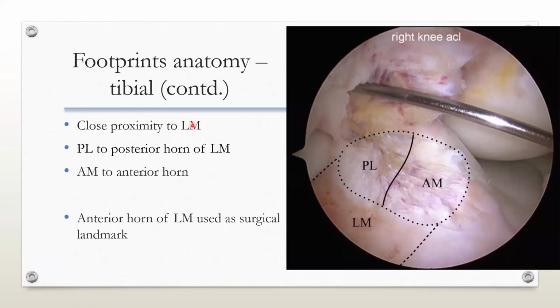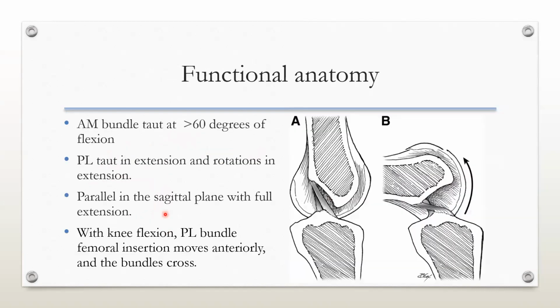So another point to note relevant to the tibial anatomy is that it is in close proximity to the lateral meniscus. Both the anteromedial and the posterolateral bundles are in very close proximity to the anterior horn of the lateral meniscus, and the posterolateral bundle, in addition, is just anterior to the posterior horn of the lateral meniscus. So the important clinical relevance of this is that the anterior horn of the lateral meniscus is used as a surgical landmark for locating the center of the ACL footprint.